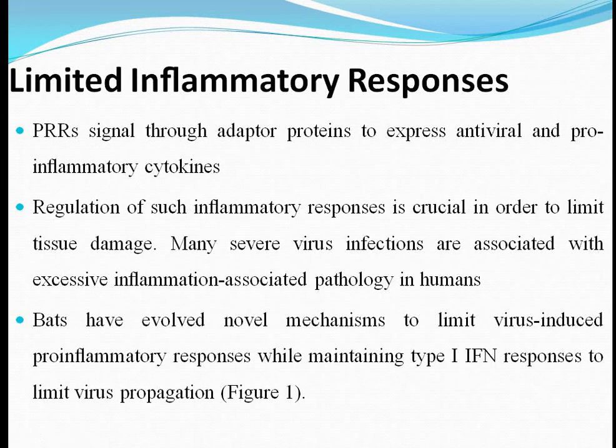Limited inflammatory response. Pattern recognition receptor signaling through adaptor proteins leads to expression of antiviral and pro-inflammatory cytokines. Regulation of such inflammatory response is critical in order to limit tissue damage. Many severe virus infections are associated with excessive inflammation-associated pathology in humans. Bats have evolved novel mechanisms to limit virus-induced pro-inflammatory response while maintaining type 1 interferon response to limit virus propagation.